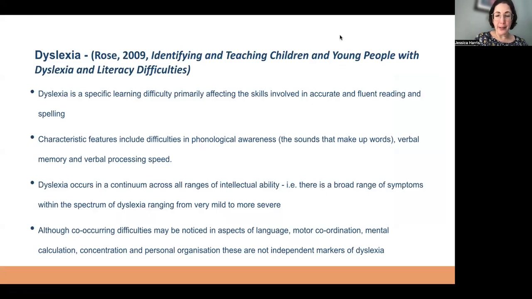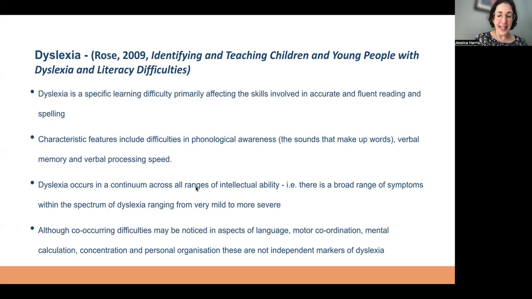So Rose in 2009 published Identifying and Teaching Children and Young People with Dyslexia and Literacy Difficulties. And Rose stated that dyslexia is a specific learning difficulty primarily affecting the skills involved in accurate and fluent reading and spelling. So primarily affecting reading and spelling. Characteristic features include difficulties in phonological awareness. That means the sounds that make up the words, the small chunks of sounds that make up words, verbal memory, and verbal processing speed.